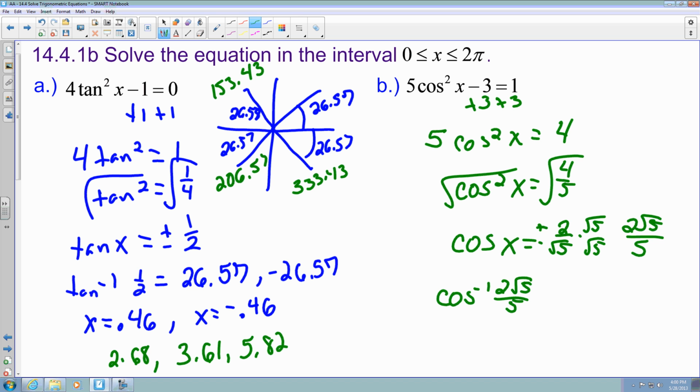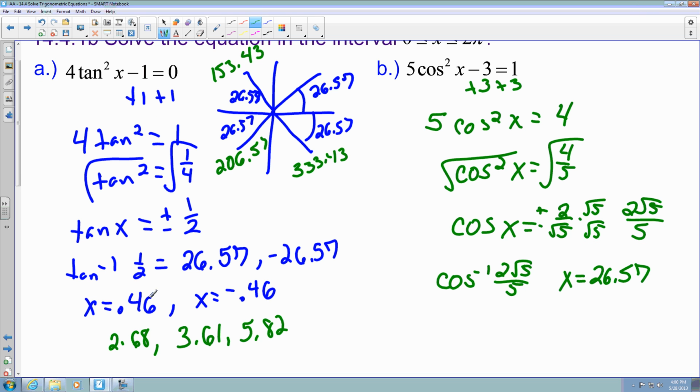ironically I get the same value that I got before, so that means my x in degrees is going to equal 26.57, which is kind of ironic. It's going to be the exact same thing as we had in example A, so my radians in this case are still going to be 0.46, 2.68, 3.61, and lastly 5.82. So it's the same angle, same degree and radians, but a different problem to help you solve it.